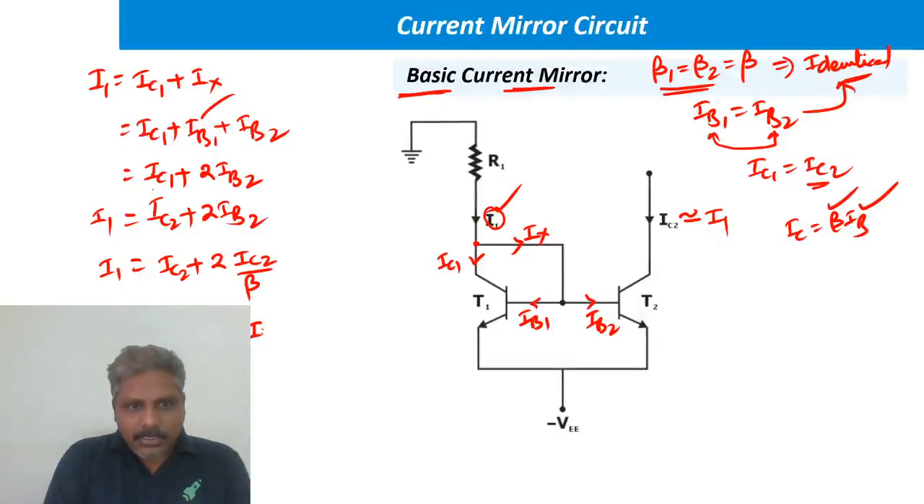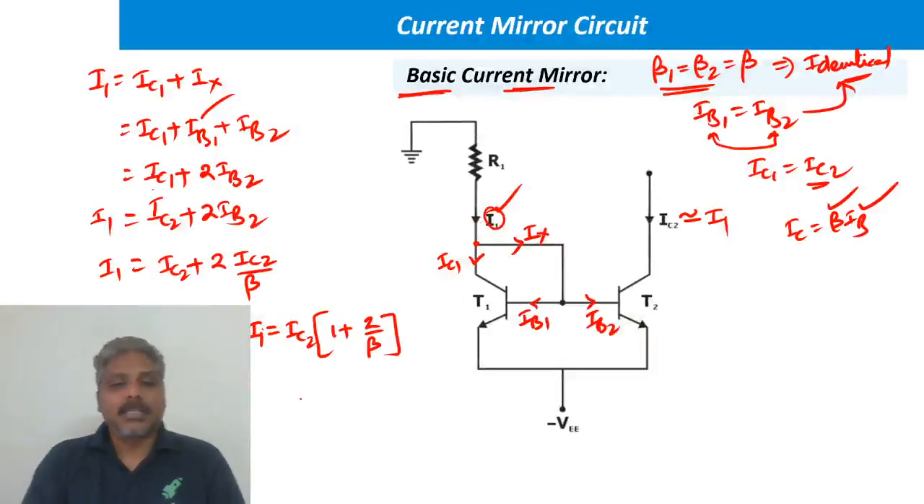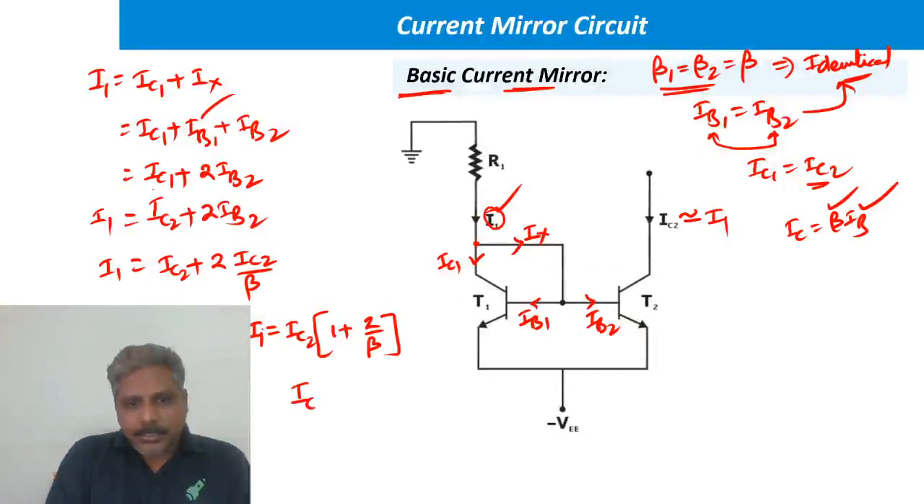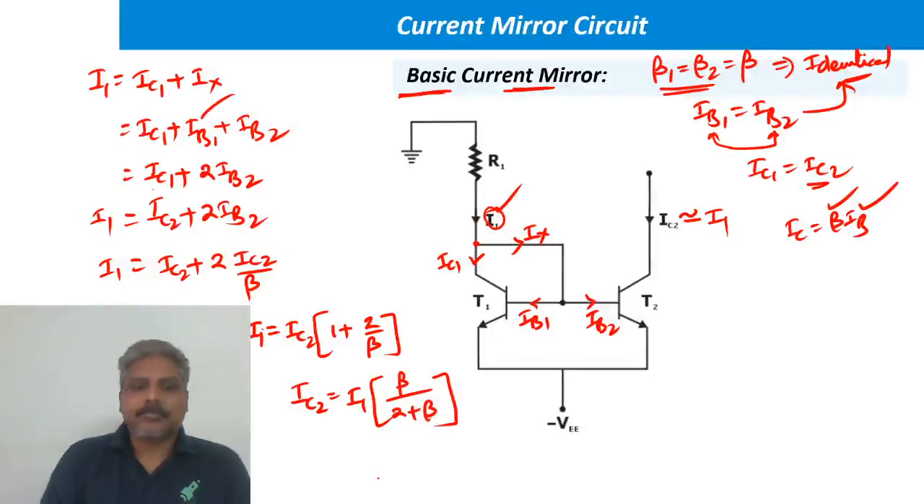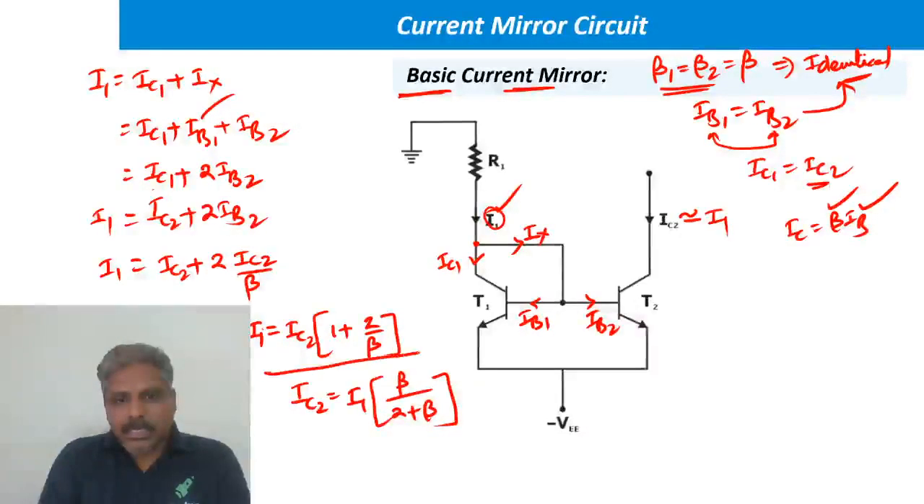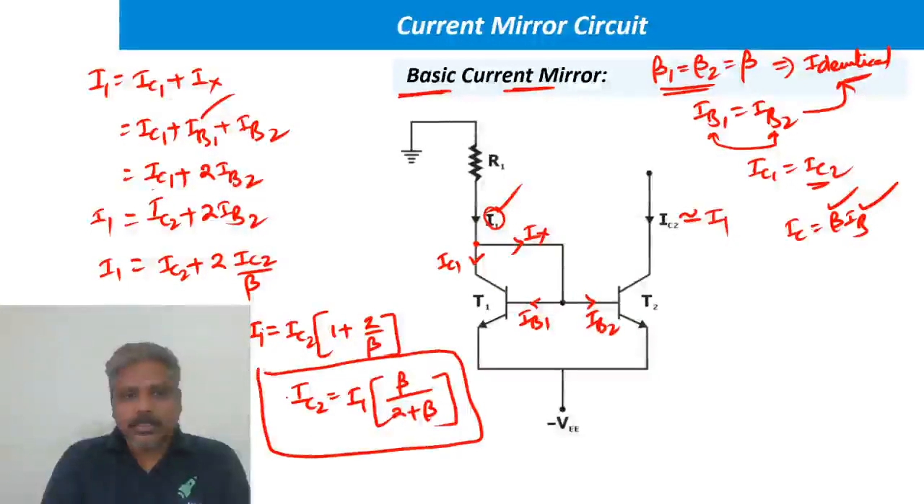Can I write now what is I1? I1 is equal to IC2 into (1 plus 2 by beta). Can I also write IC2 is equal to I1 into beta by (2 plus beta)? This is the collector current I am talking about.